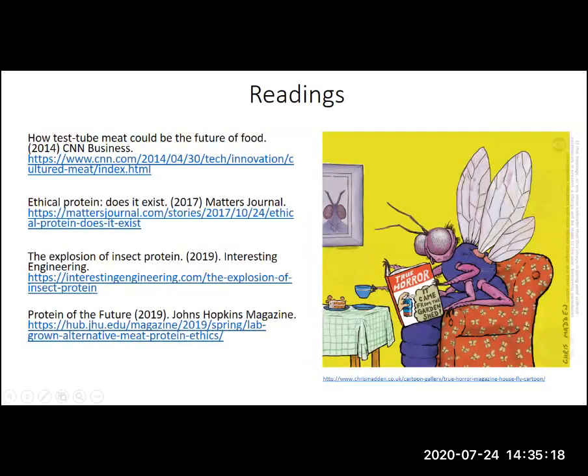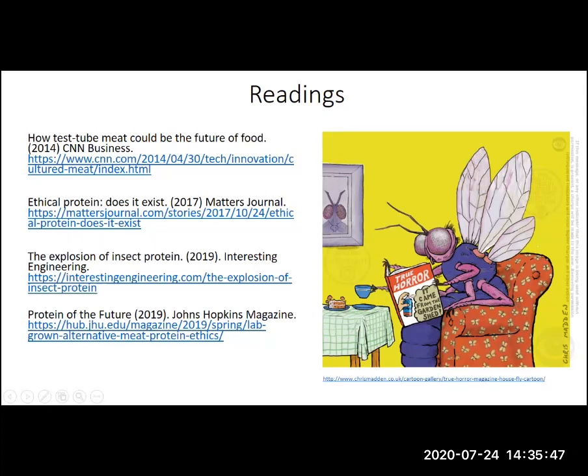So that's it for today's lecture. I've got a few readings associated with this, thinking about the plant source and the ethics associated with it. So, how test tube meat could be the future of food. It's about 6 years old now, so we've made a lot of advances from that, but it again talks about it in a nice way, kind of explains the technology there. Generating meats from cells grown in the laboratory setting.